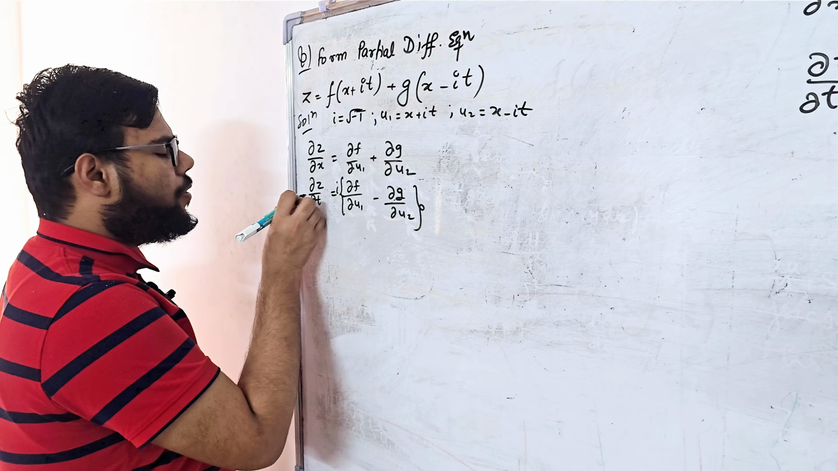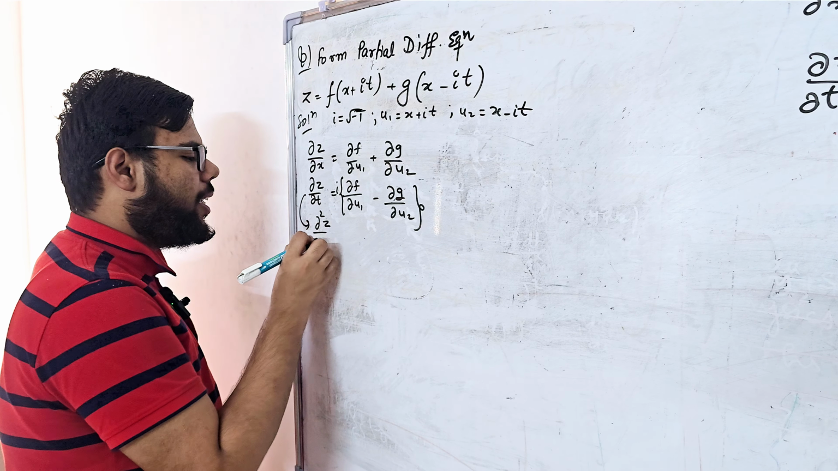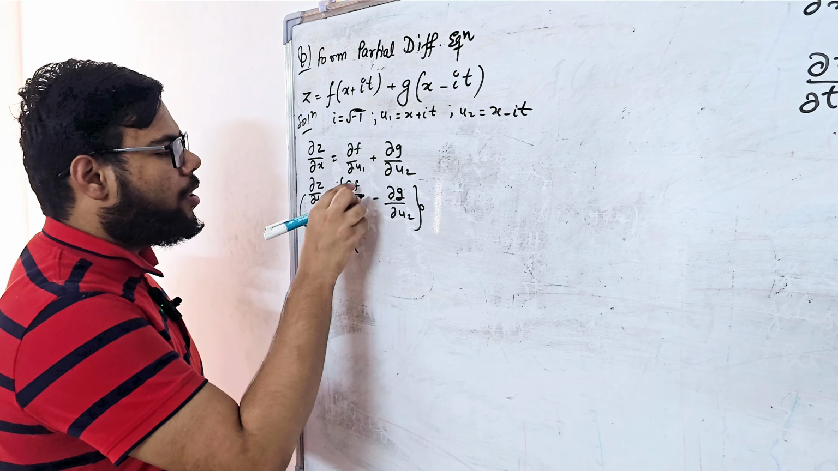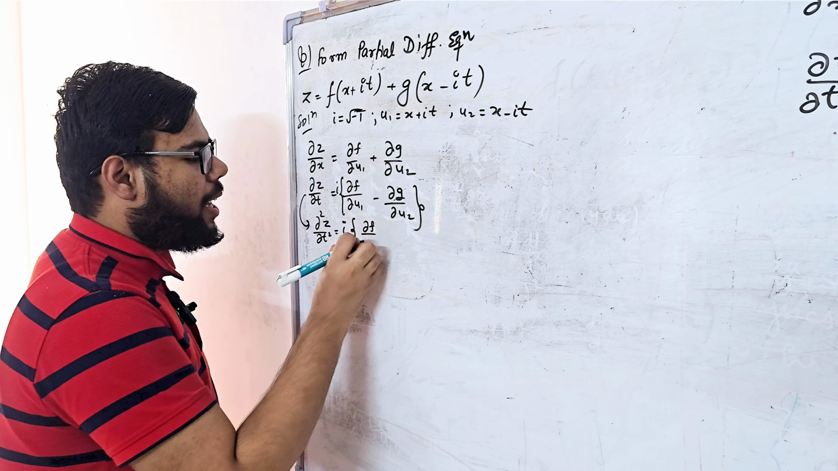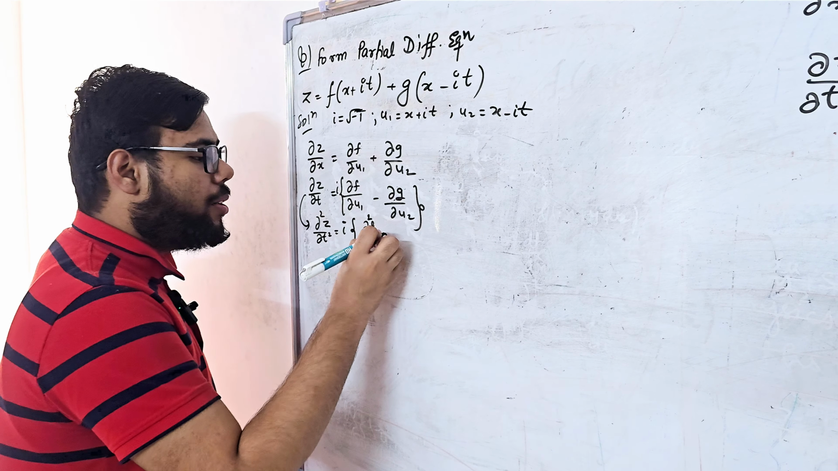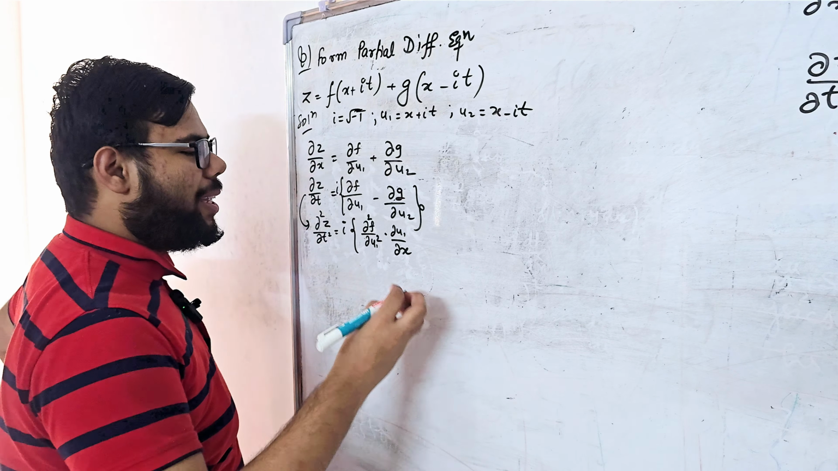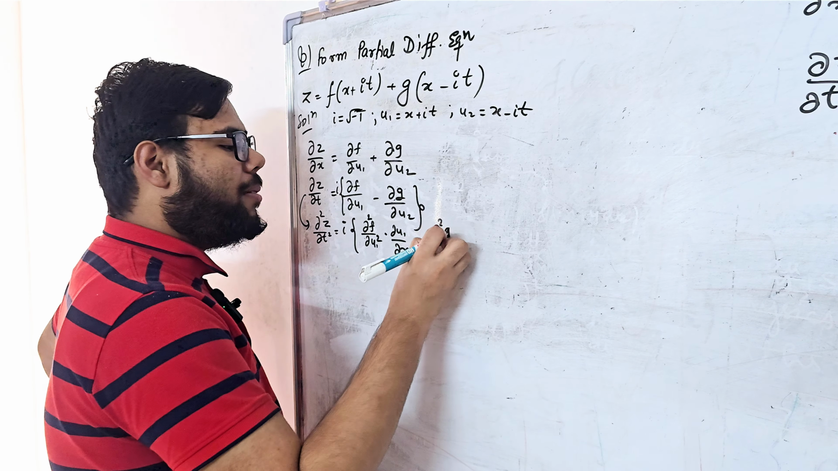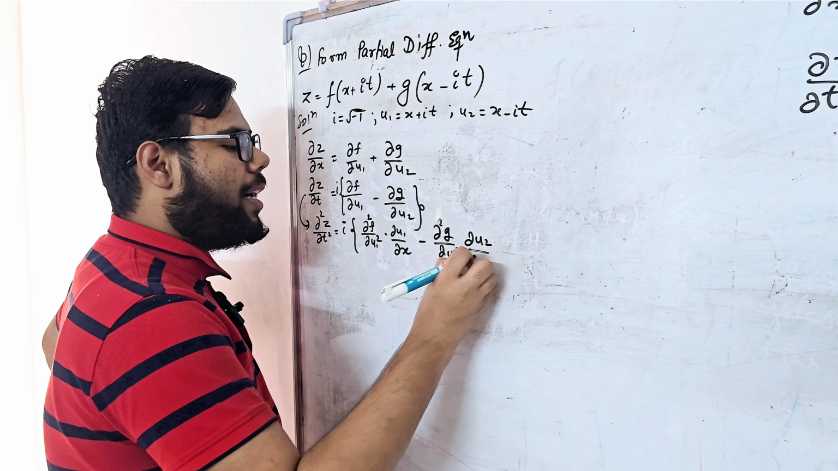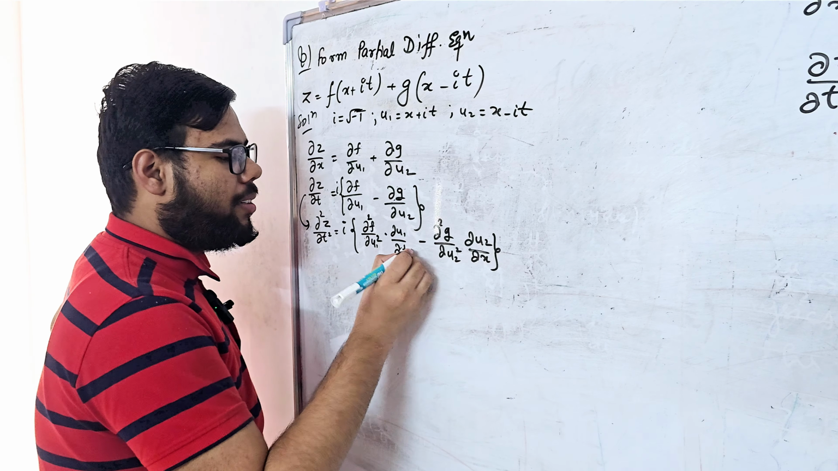So let's differentiate this expression a second time. So ∂²z/∂t² is equal to i. Now what will be its derivative? It will be ∂²f/∂u1² dot ∂u1/∂t. Correct? Minus ∂²g/∂u2² ∂u2/∂t. Sorry, ∂t over here. Right? Okay.